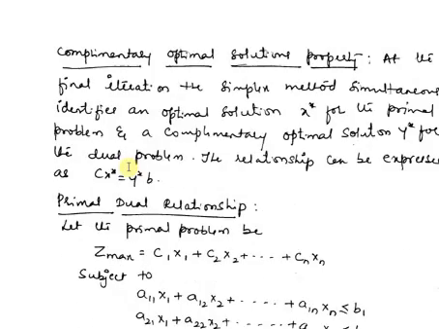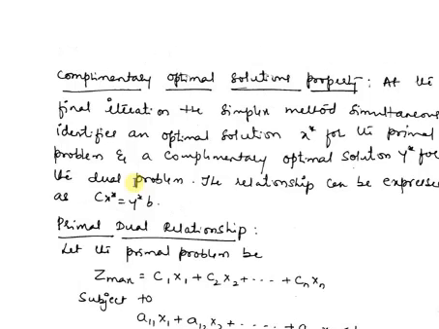Complementary optimal solution property. Now, at the final iteration of the simplex method, simultaneously it identifies an optimal solution x star for the primal problem and a complementary optimal solution y star for the dual problem. Now note here, the optimal solution is the same. We are just finding out the duality, right? Like the analogy that I gave, 8 multiplied by 6 is equal to 48, and also 6 multiplied by 8 is also 48, right? And the relationship can be expressed as Cx star is equal to y star b.